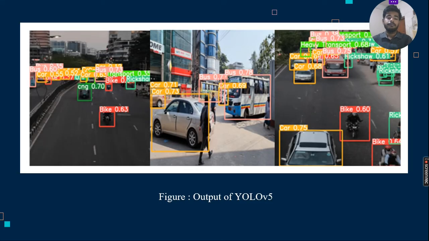That is YOLO V5. The output of YOLO V5 is quite impressive. Here it can detect various vehicles, but that is not good enough.